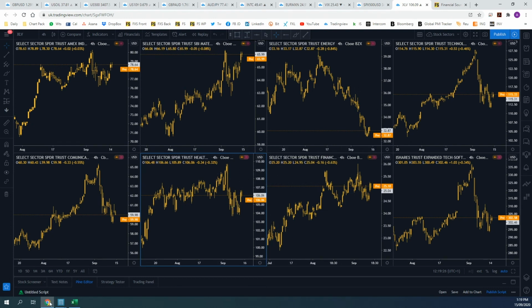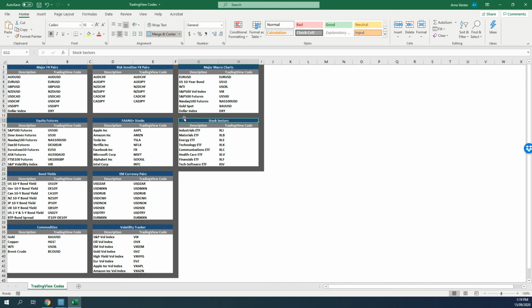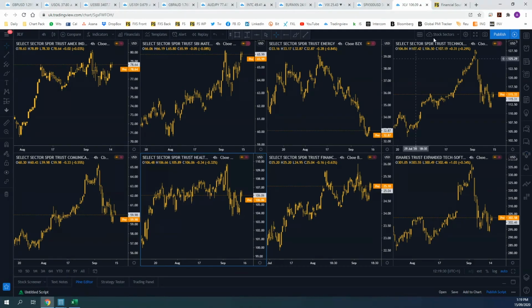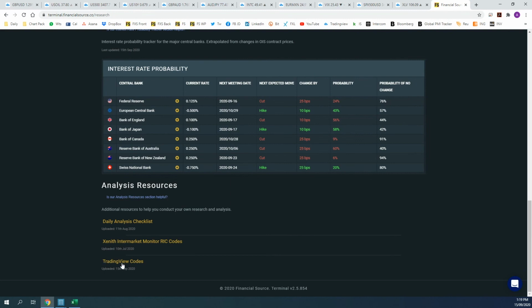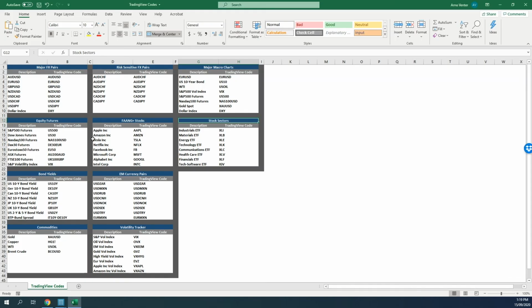So that's just a quick breakdown of all of these different charts that you use. As we said, you can find it in the terminal there in the research section right at the bottom, called TradingView Codes. And the way you use it is when you are in TradingView, you literally just copy this code that you have into TradingView, and it should give you the corresponding instrument that we're looking at on the charts on a daily basis.